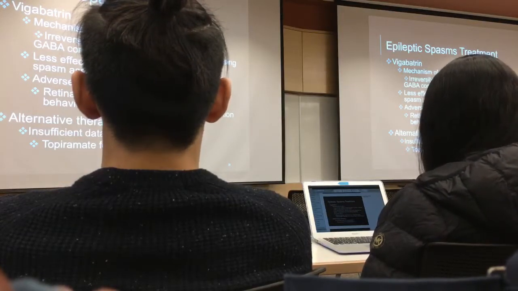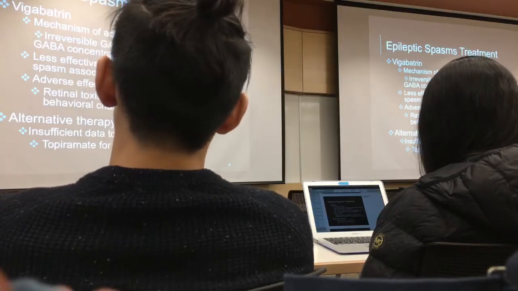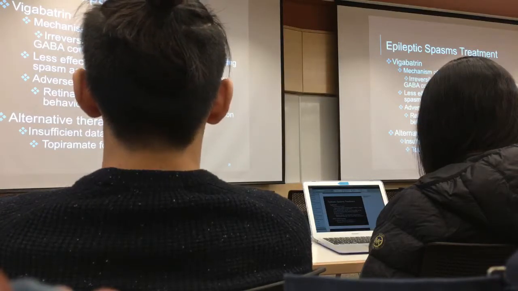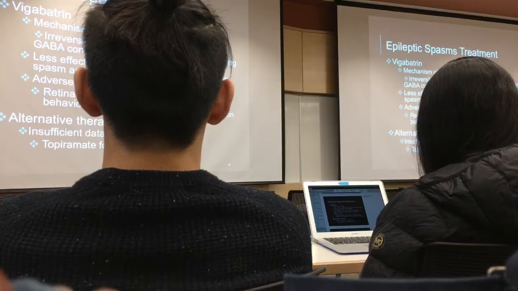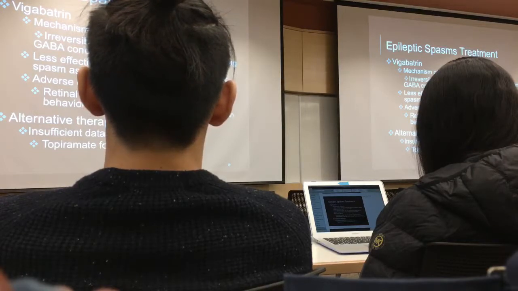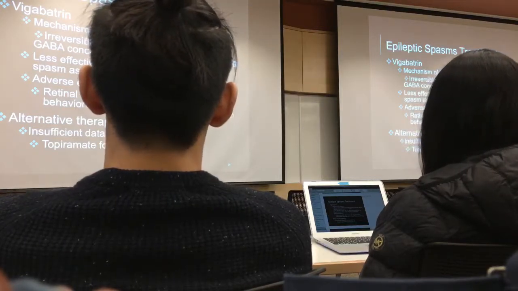It mainly works as an irreversible GABA transaminase inhibitor, raising GABA concentrations in the CNS. So it prevents the breakdown of GABA by inhibiting the enzyme that breaks it down. And if you have more GABA in your system, remember GABA is what? Is it excitatory or inhibitory? Inhibitory. So you have an increased level of GABA.